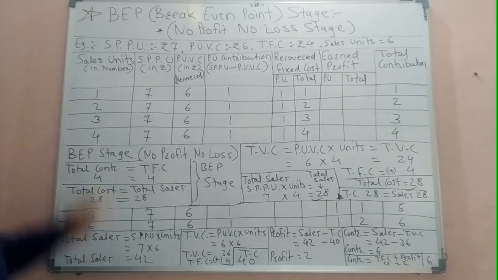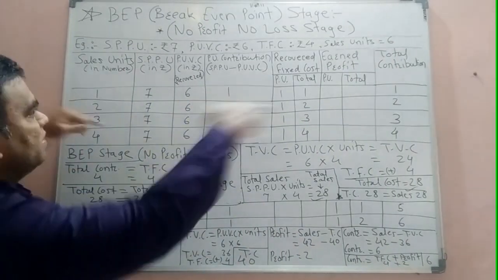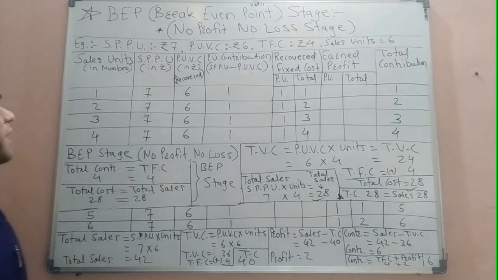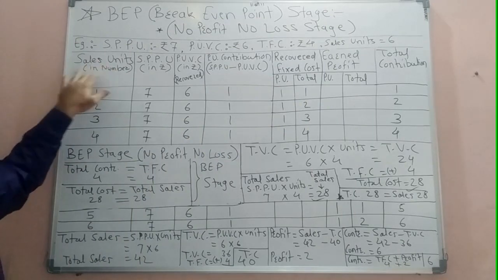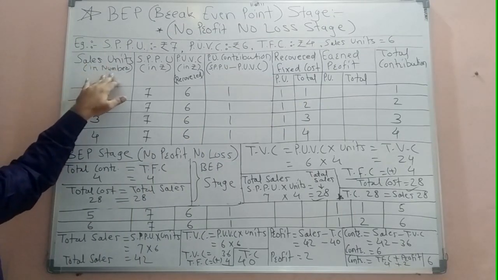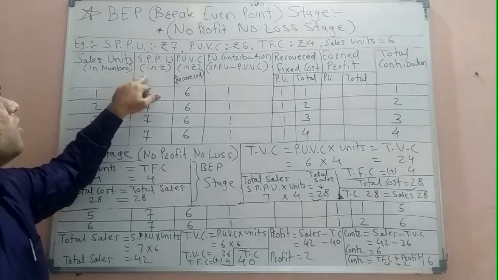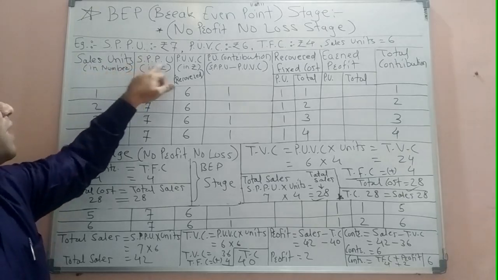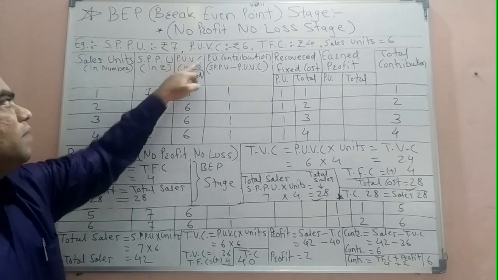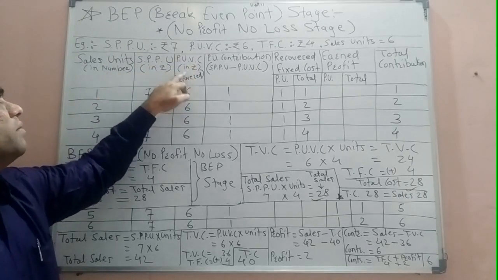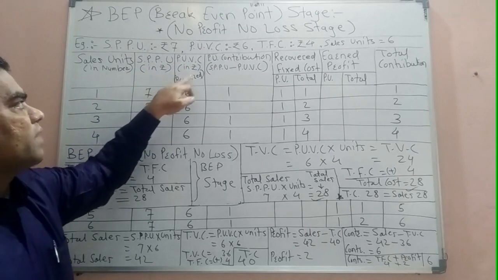So let's start. With the help of this table, we are going to understand how and when the BEP stage comes. The first column denotes sales, the number of units sold. In the second column, SPP means selling price per unit, given in rupees. In the third column is the per unit variable cost.